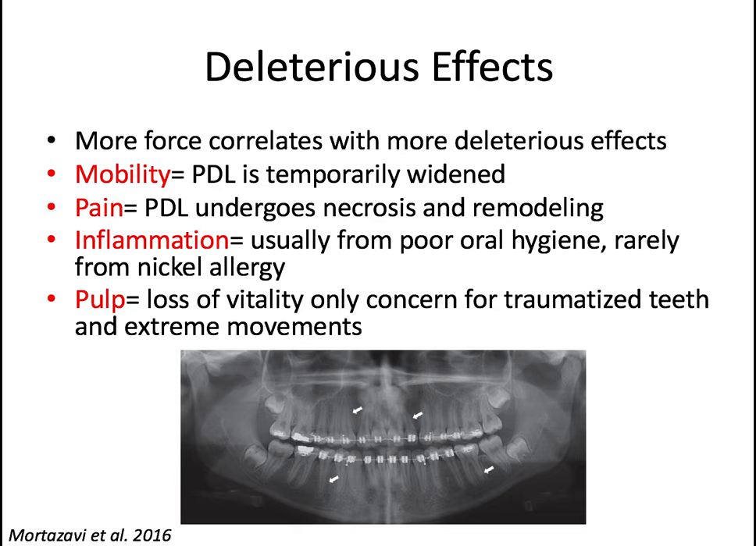Inflammation is usually the result of poor oral hygiene. That's plaque being stuck under and between the brackets and the gums becoming red and swollen. It's rarely from a nickel allergy. The pulp can also be affected in some rare cases. Loss of vitality is only a concern for teeth with a history of trauma, extensive restorations, or if teeth are being moved over long distances with unusually heavy forces.